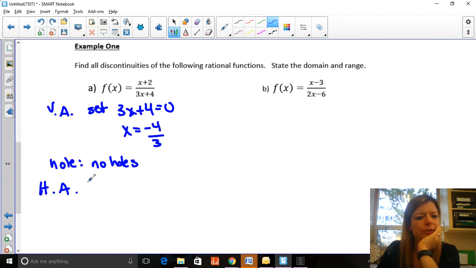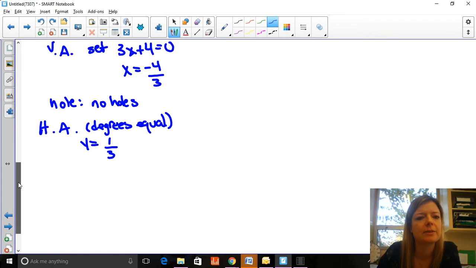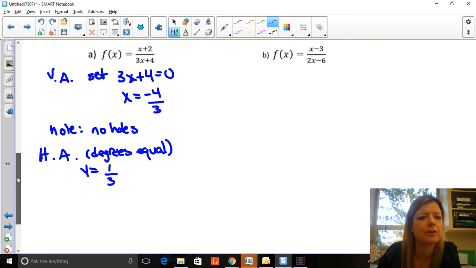Okay, so the degrees are equal. So notice that the degrees are equal. So therefore, my horizontal asymptote is just the ratio of the leading coefficients, so 1/3. Okay, so I have a vertical asymptote at x equals -4/3 and a horizontal asymptote at y equals 1/3.